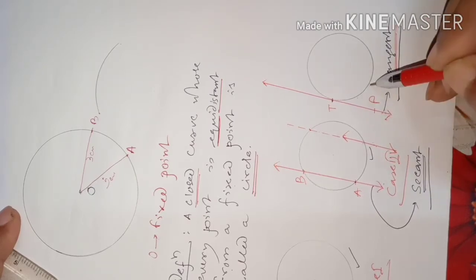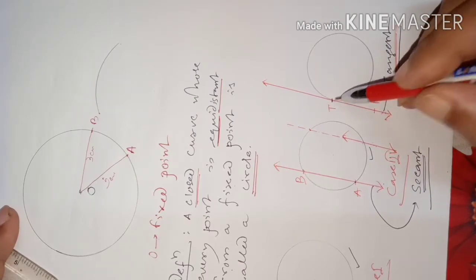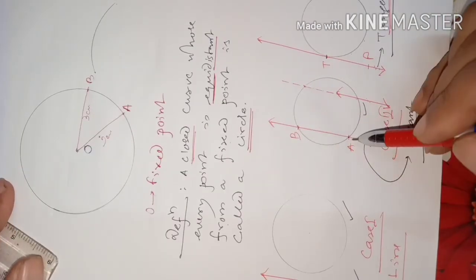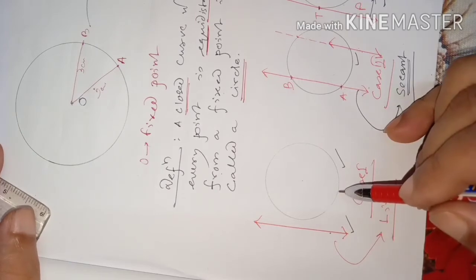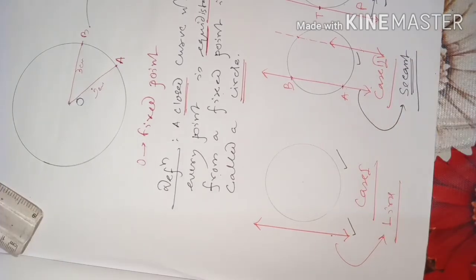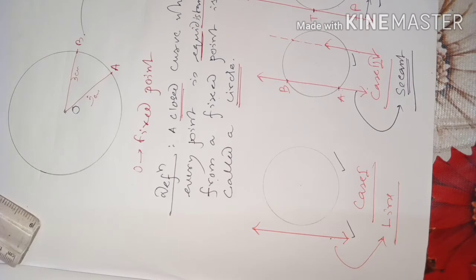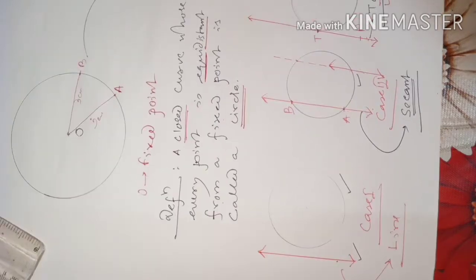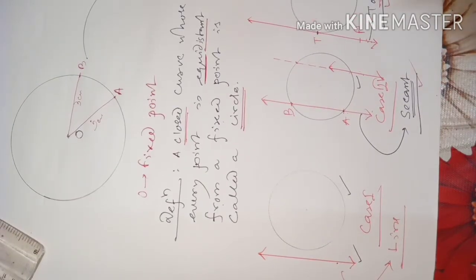A line which touches a circle exactly at one point is a tangent. A line which touches a circle exactly at 2 points is a secant. A line which does not touch a circle at all, it is just a line and the circle is a circle. Okay, students? So now we are being introduced to a new learning point, that is a tangent, and another point, secant. Okay, students?